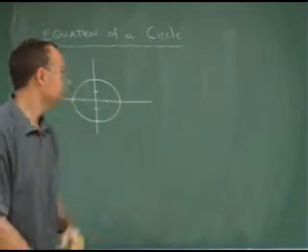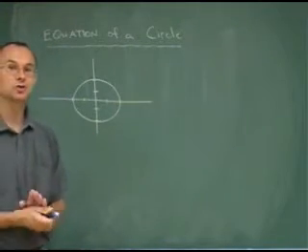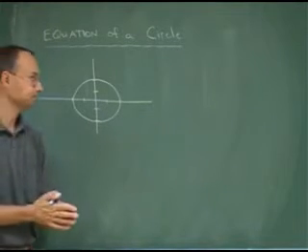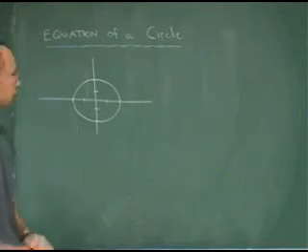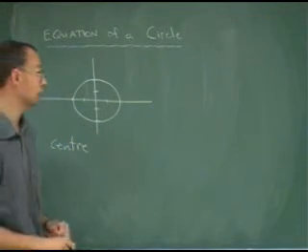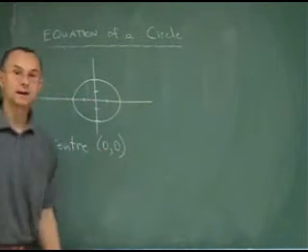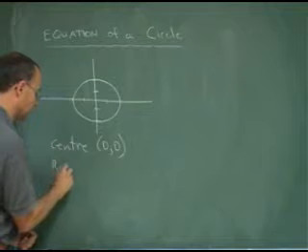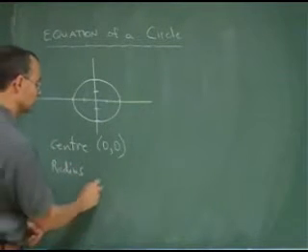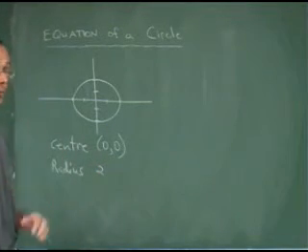Now to start us off, I've drawn a nice simple circle on a graph here, and we're going to try and develop what the equation of a circle might look like. A couple of things about this circle: very important to notice that it has a center at (0, 0), the origin. The other important thing about a circle is its radius. The radius of this circle is 2. So we start off with a very simple circle.